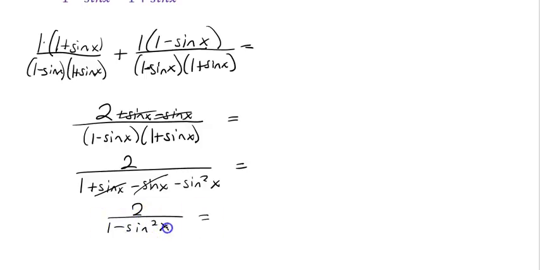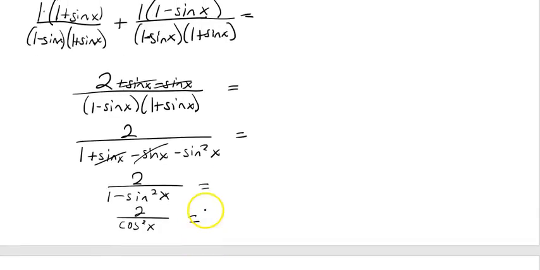And that I do recognize again as a manipulation of the Pythagorean identity, sine squared plus cosine squared equals 1. If I manipulate it so that I get 1 minus sine squared, that is equal to cosine squared, so I can replace that with cosine squared.